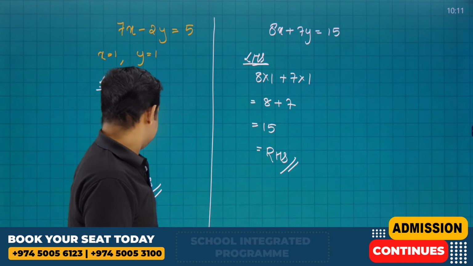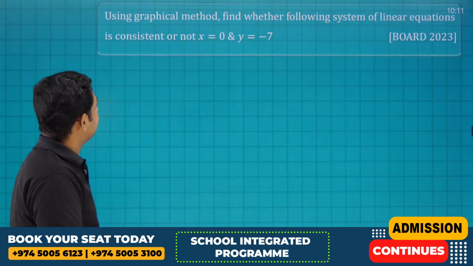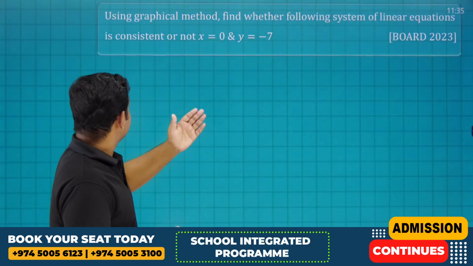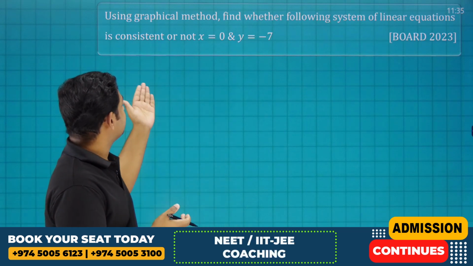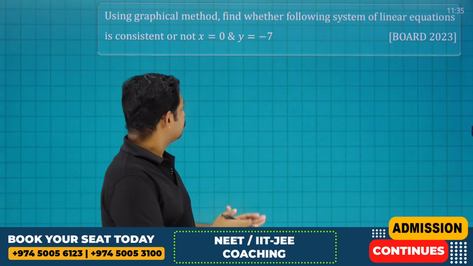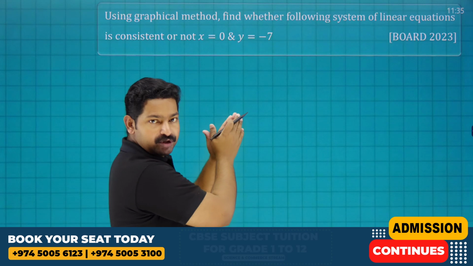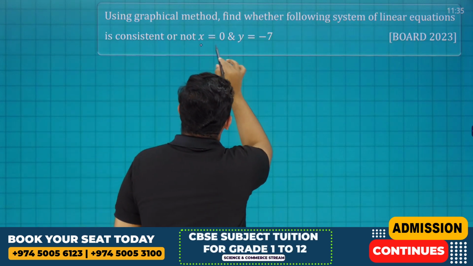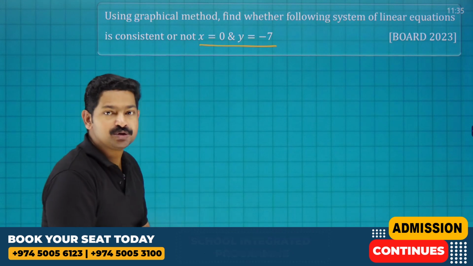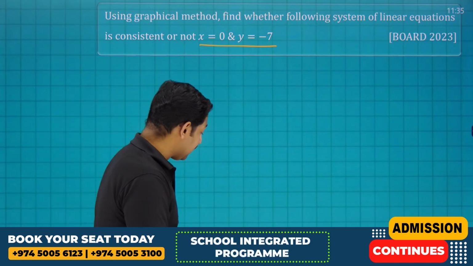Okay, so that's it. So now we are going to the next question. Using the graphical method, find whether the following system of equations is consistent or not. So we need to check whether the system is consistent or not by using the graphical method. And what are the equations given? You can see x equal to 0 and y equal to minus 7. So you need to draw the graph.